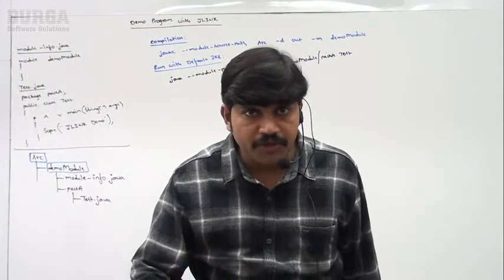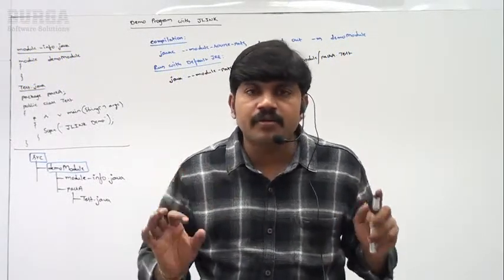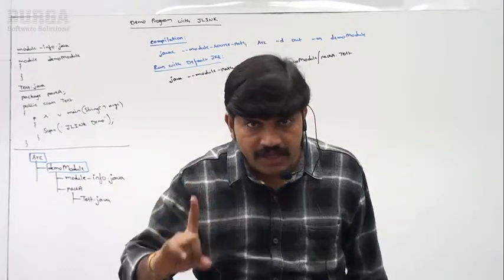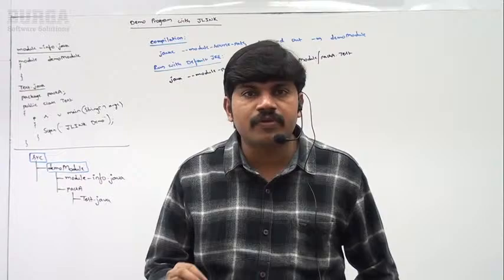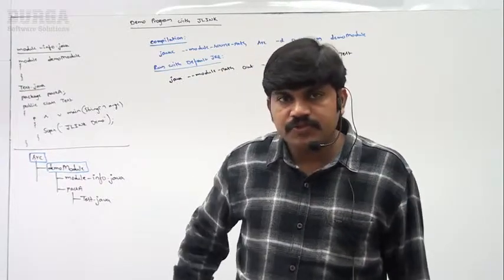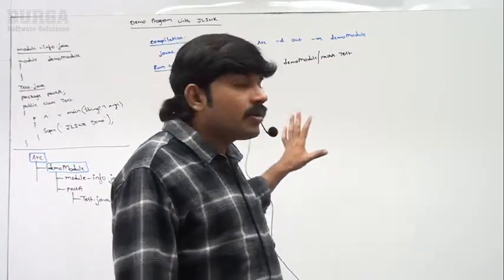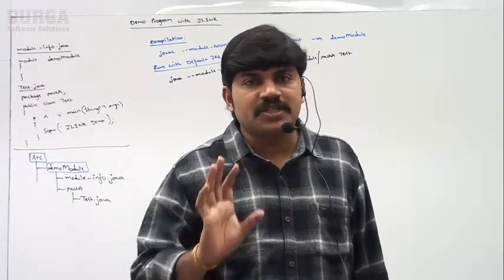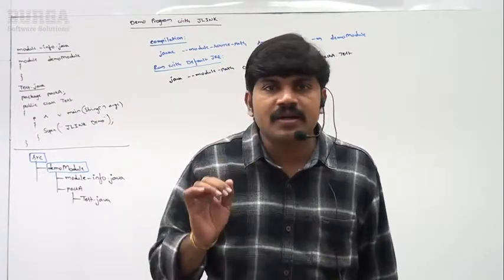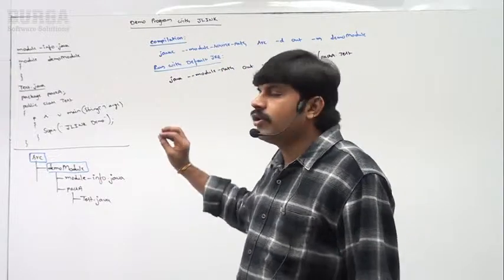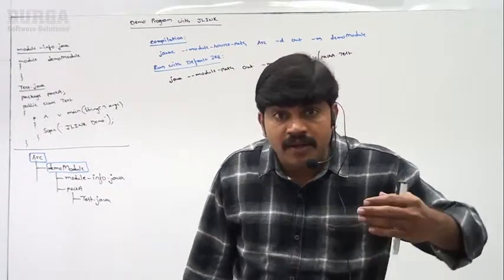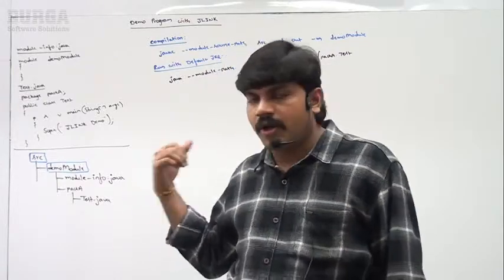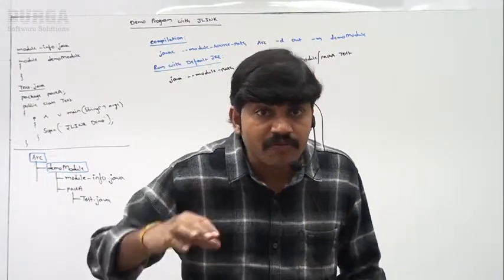Sir, in the last video, we covered clearly what is jlink and what is the purpose of jlink. jlink can be used to create our own JRE. In this video, I will explain with a small demo program how to use jlink to create our own customized JRE. Before that, let me develop a small module-based application and run it with the default JRE first.